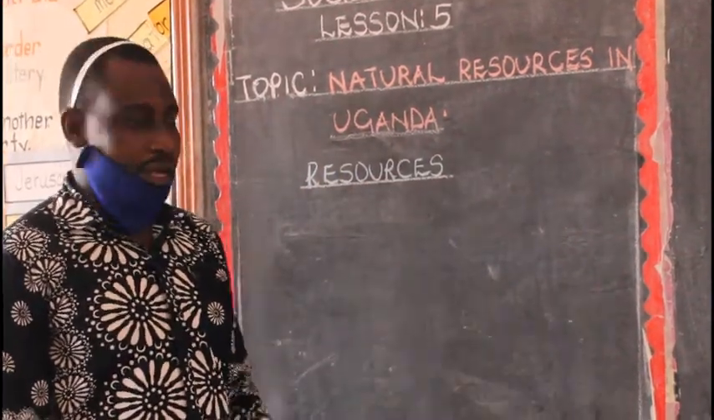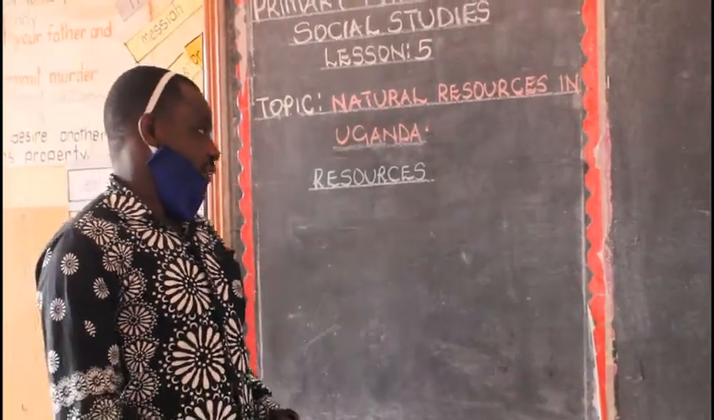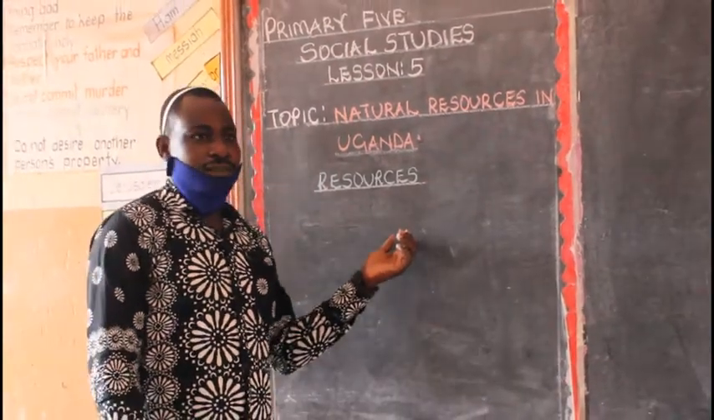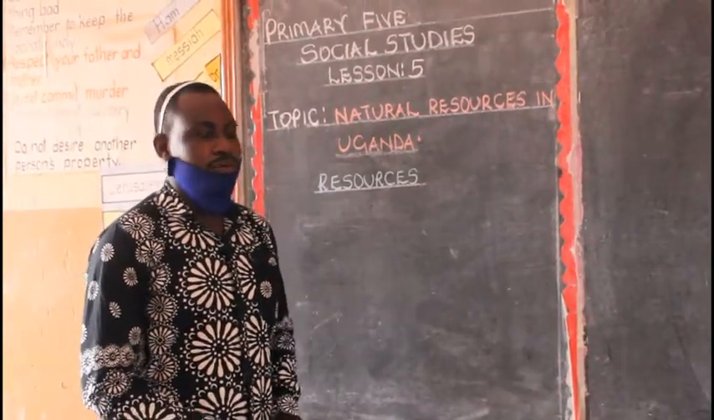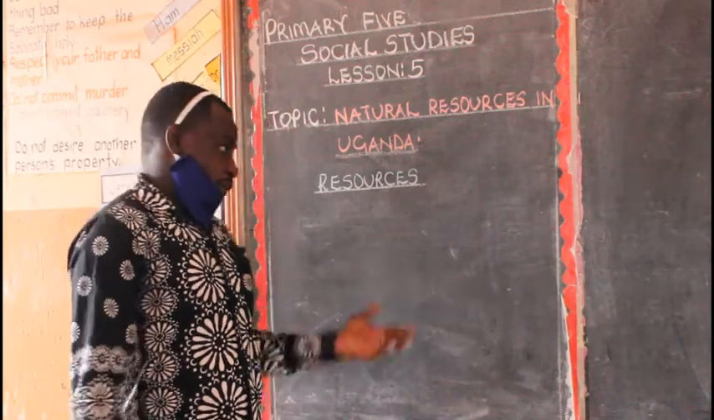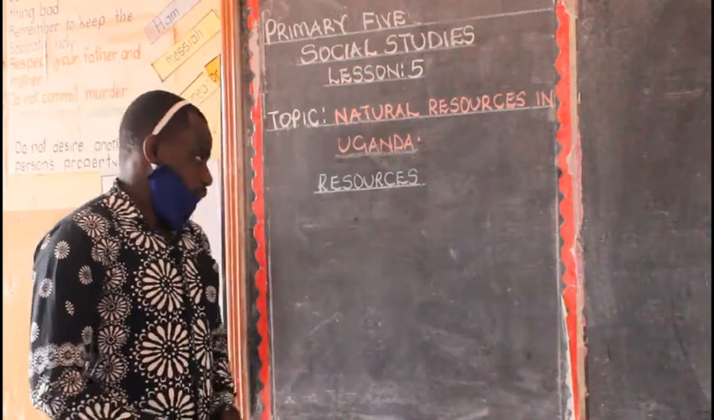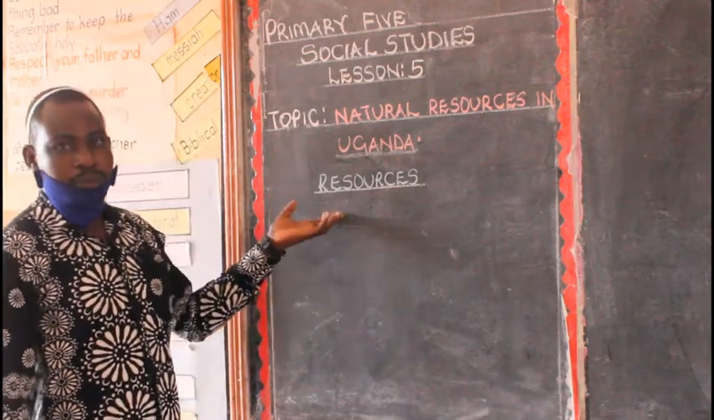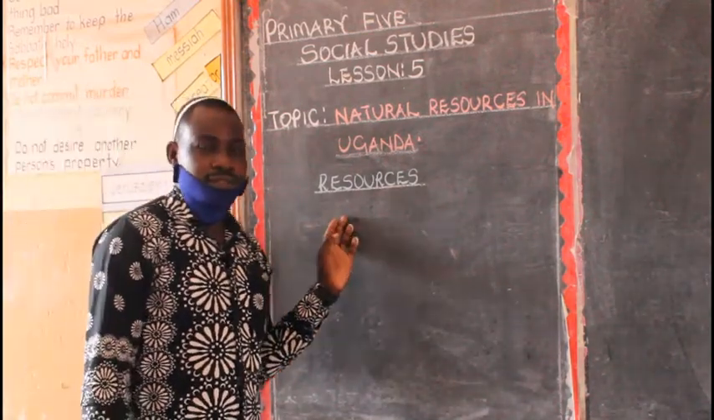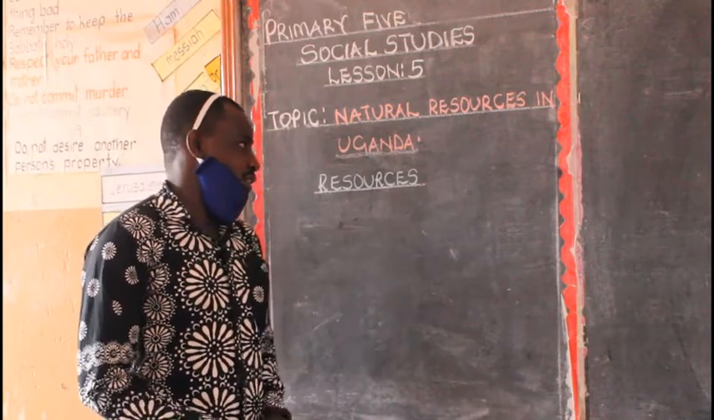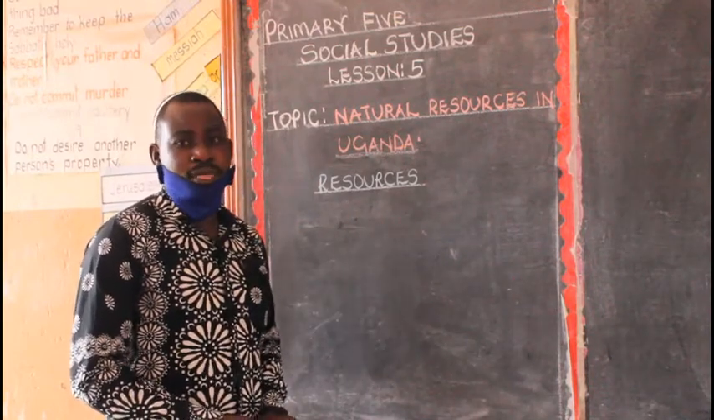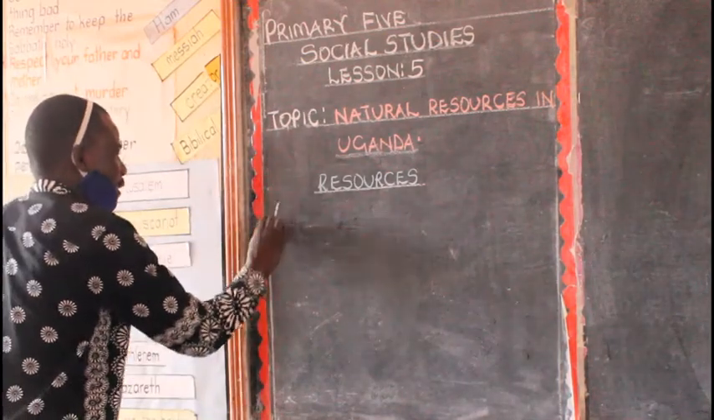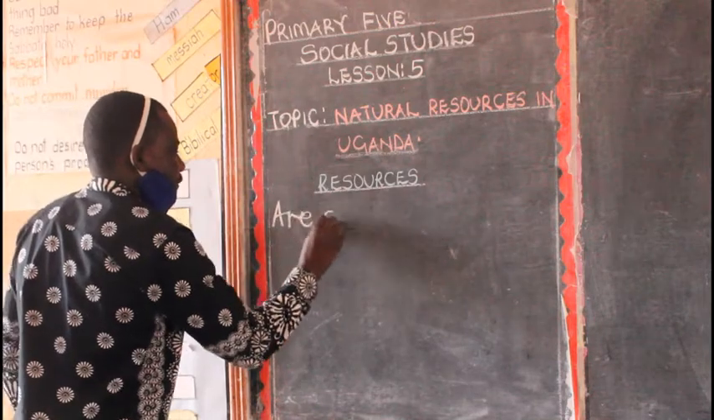Then for today's lesson, we are going to look at the natural resources in Uganda. Under natural resources, we shall look at the definition of resources. We shall also look at the types of resources and examples in each type of resource. So I want to begin with the definition of resources. Resources are components of the environment that people use to satisfy their needs. Or you can say that resources are things that people use to satisfy their needs.